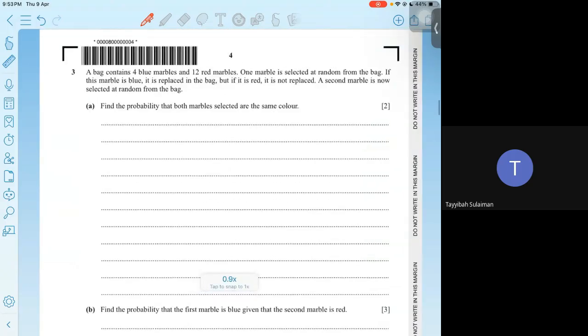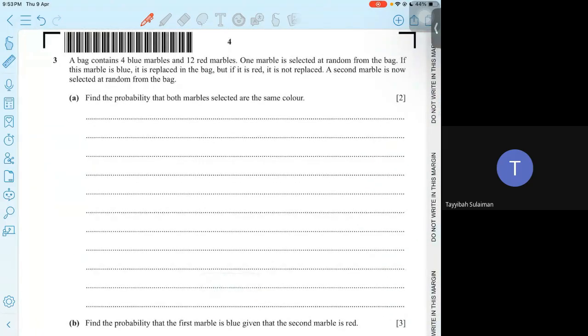The third question is a probability question. A bag contains four blue marbles and 12 red marbles. One marble is selected at random from the bag. If the marble is blue, it is replaced in the bag. But if it is red, it is not replaced. A second marble is now selected at random from the bag. So we basically have two draws from one bag. If the marble that we take out is blue, it is replaced in the bag.